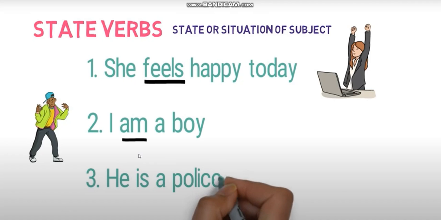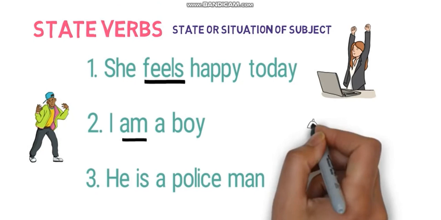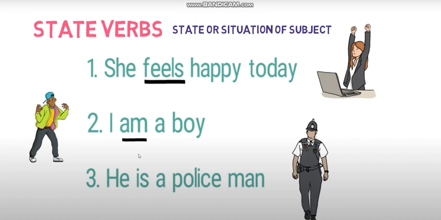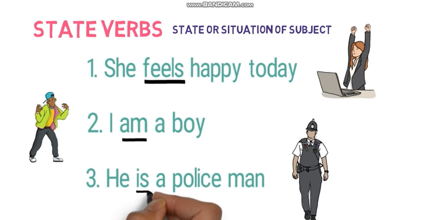Third, he is a policeman. Here, the state of that person, the state of being a policeman, is shown by using is. So is a state verb. He is a policeman. So, is is used as a state verb here. So, remember, verbs tell about the action or state of the subject.